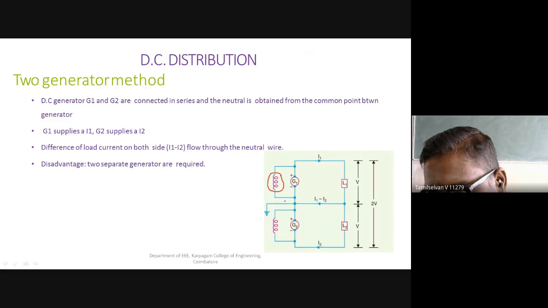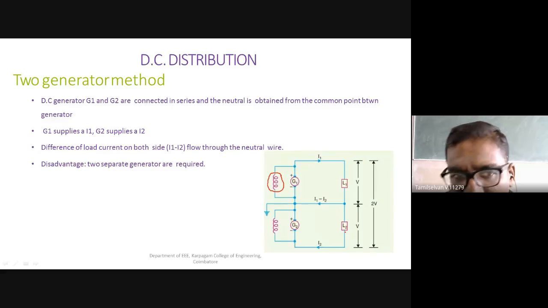The negative is connected using a common ground technique, so the circulating current flows through the neutral wire. The positive is connected to the load and the other end is connected to the neutral ground. Similarly, the other generator generates power, and we take its negative power and connect it to the other load.